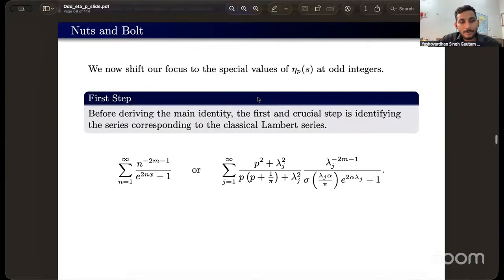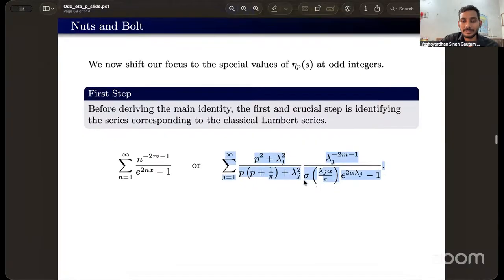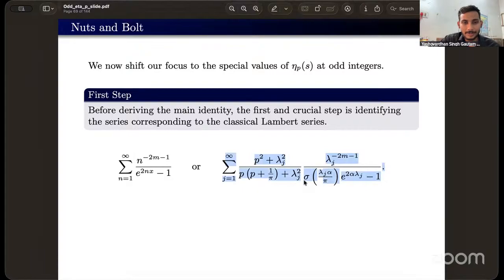If we observe that for both zeta of 2m plus 1 and for zeta p of 2m plus 1, we have a series. For the classical case, we have this type of Lambert series. But for the zeta p case, for Kaneko-Zagier's zeta p case, we have this type of infinite series. So first we have to get what this kind of infinite series is for the eta p case, and we have to develop that theory.